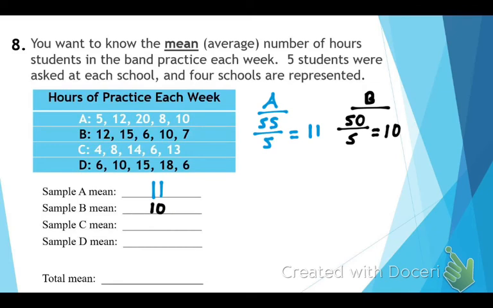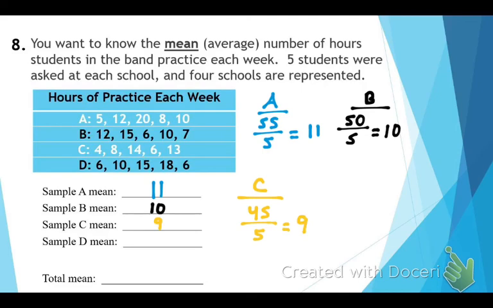Now let's go on to school C. Zariana, what should I do to find the average number of hours they practiced at school C? Add the numbers. Okay, go ahead and add them for me and tell me what you get. All right, 45. Divide that by the number of students you asked. So what is the average for them? 9 is correct.